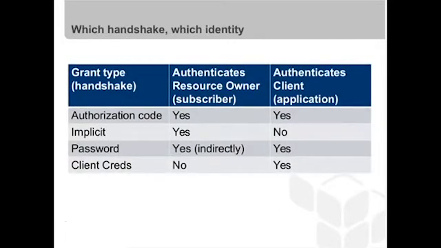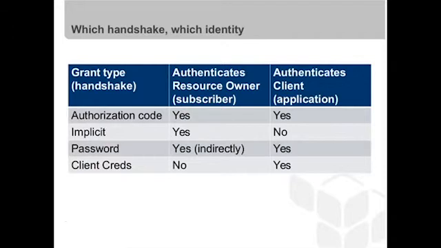So, as I mentioned in my previous slide, only in certain grant types is the resource owner or the subscriber authenticated. Remember that in OAuth, there are potentially two identities that are authenticated. One is the resource owner, and the other is the client. And so here I illustrate which grant types authenticate which identities for reference.